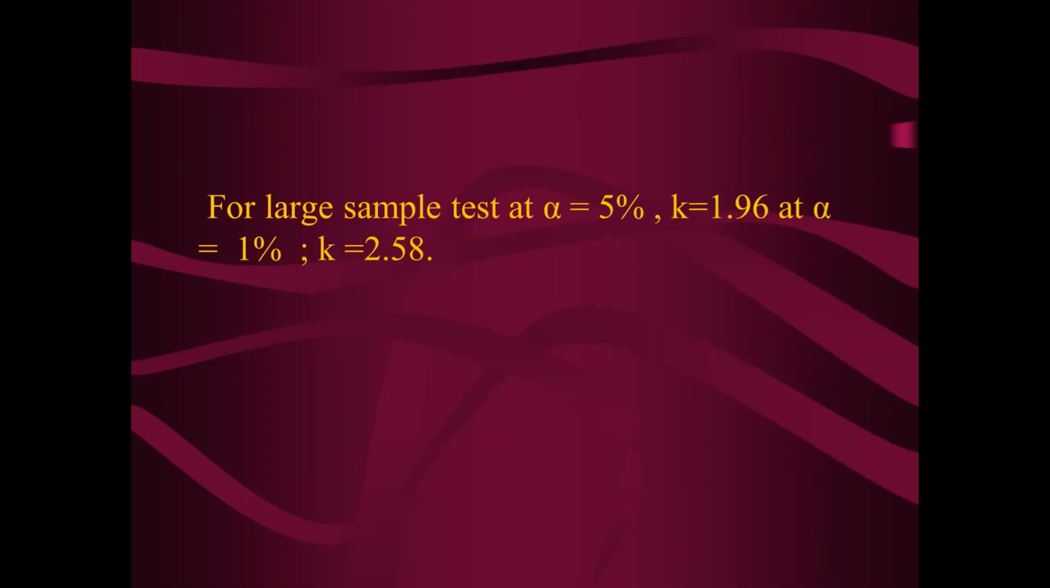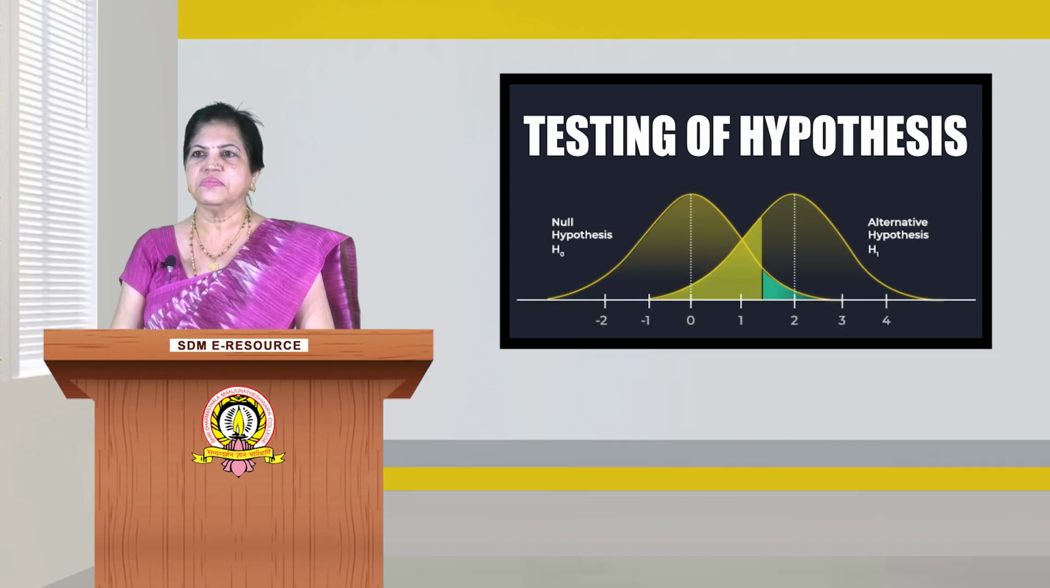For a large sample test at alpha equal to 5%, we have the K value or critical value as 1.96. At the 1% level, its value is 2.58. The following diagram shows the acceptance and rejection region at 5% level of significance for a two-tailed test.